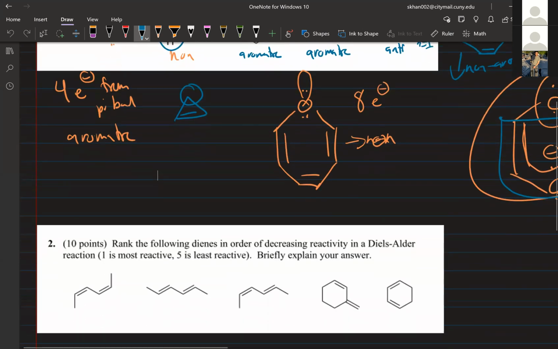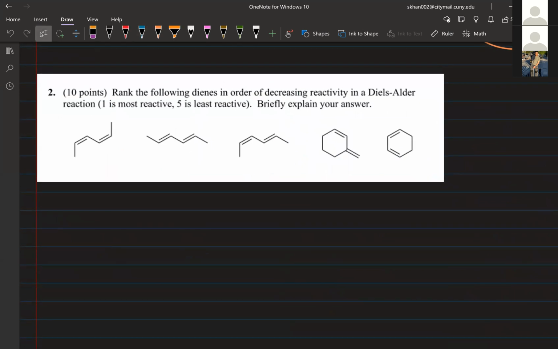Okay, let's scroll down. So rank the following dienes in order of decreasing reactivity. Yeah, all right. No, I don't mind. Take 2 minutes, 3 minutes. Try not to look at the answer key because you're not going to be able to do that Tuesday.